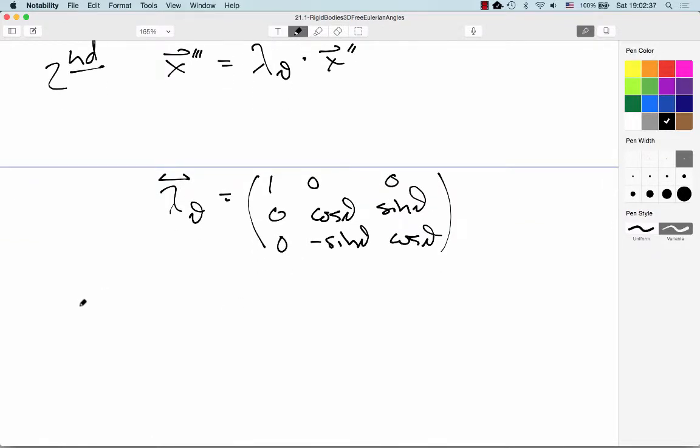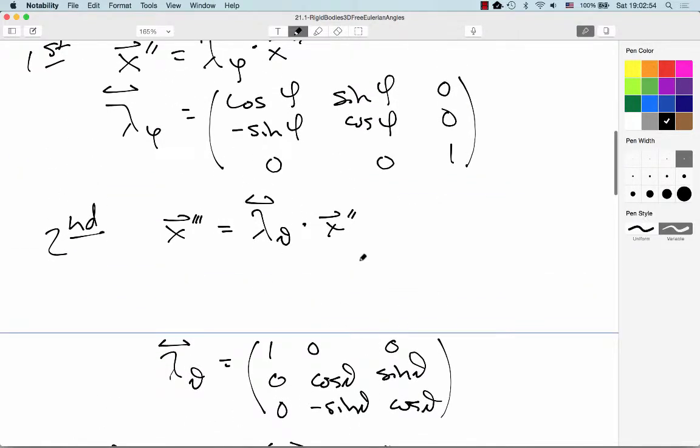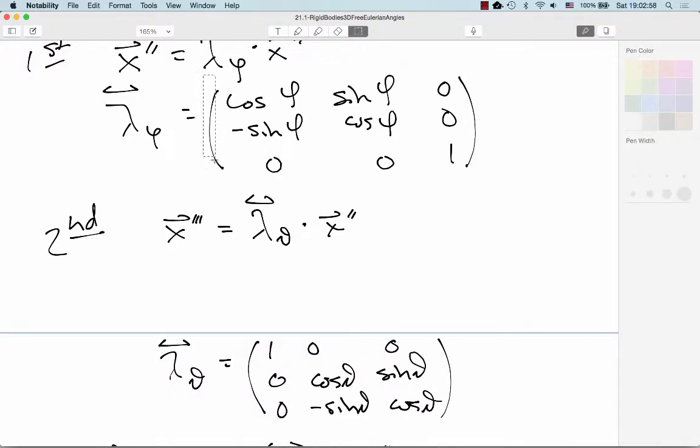Then finally, our third rotation gets us to our final destination. x is going to be equal to lambda psi dotted into x triple prime. So again, this is back about the 3 axis. The only difference, in fact, I am going to be lazy and just copy this.